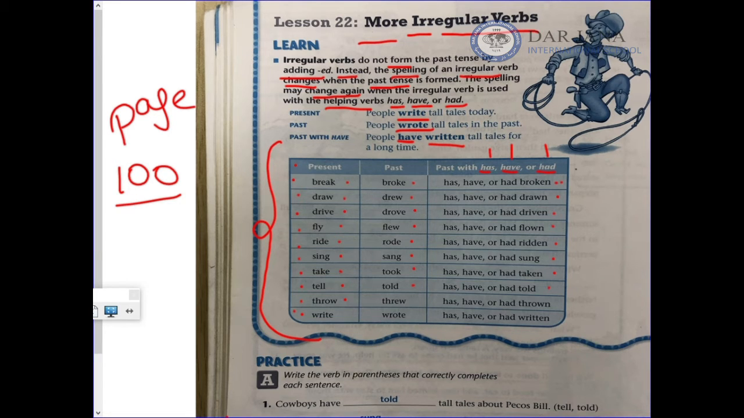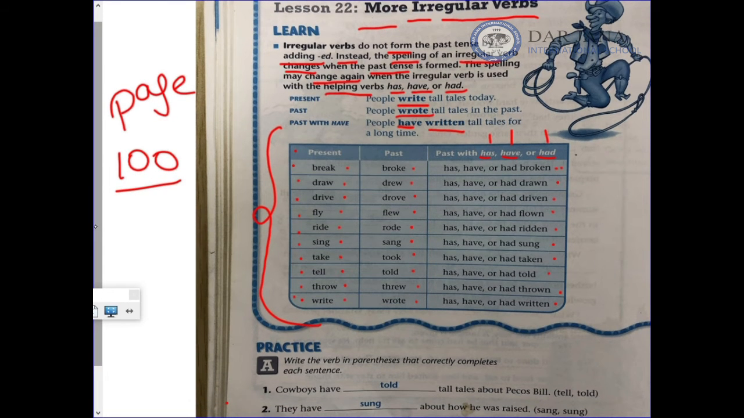Now, throw. The past tense of throw is threw. And when we use the helping verb has, have, or had, it becomes thrown. Now we came to the word write. This is the last in the list, the last in the chart. The past tense of write is wrote. And when we use has, have, or had, it becomes written. Alright. So I'm gonna go again with them, but a little bit faster.